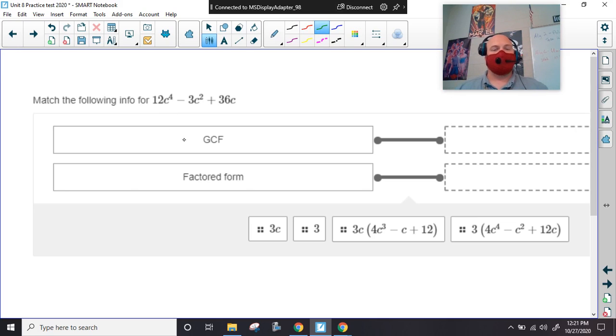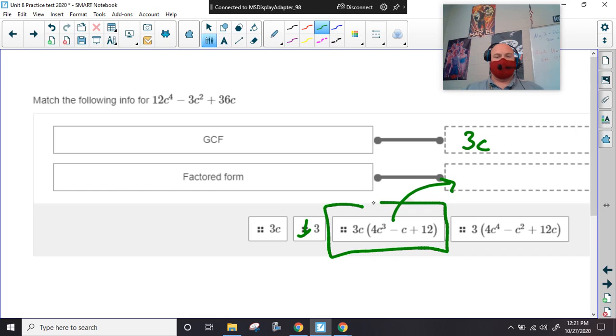This one right here. Well, we know it's going to be a 3 of some type. Is it going to be 3C or just a 3 for your GCF? Yeah, it is 3C. Very good, because they all have a C in them. That means that this would be your factored form here on this. Okay.